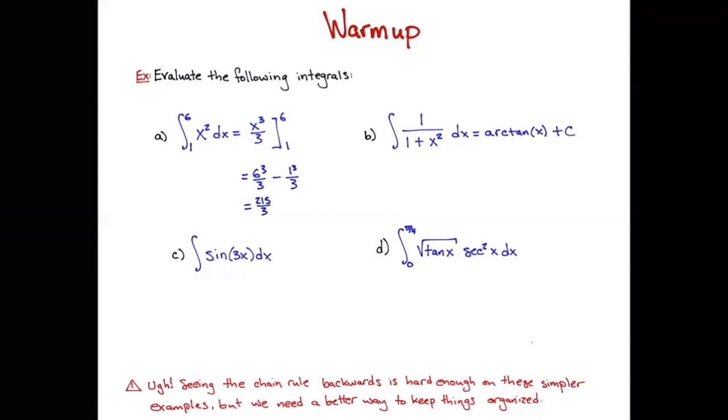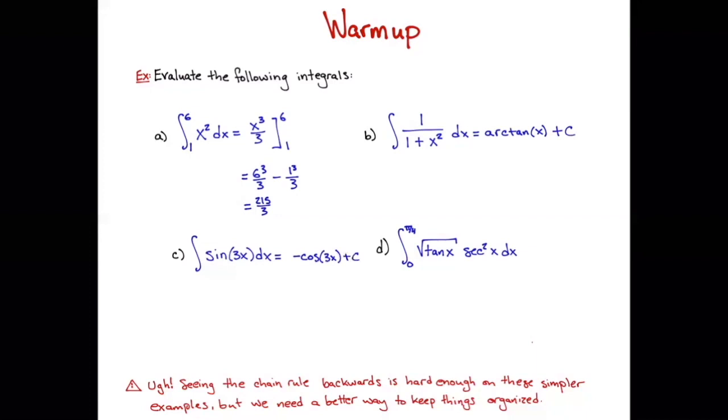Now C and D get a little bit trickier, but just a little bit. C here, we look at this and we say, oh, well, I know the derivative of sine is cosine, so the antiderivative of sine is negative cosine. And I say, oh, the answer's got to involve a negative cosine. It's got to be 3x.